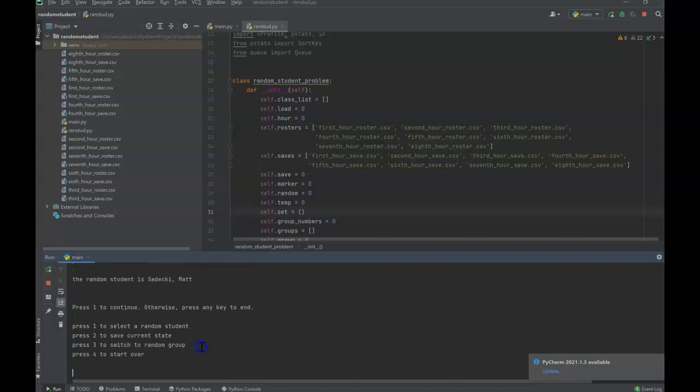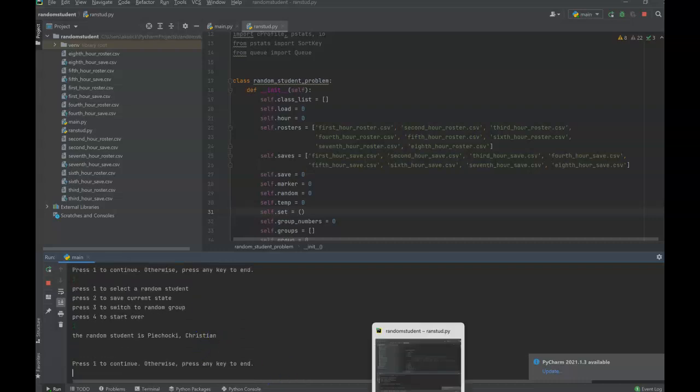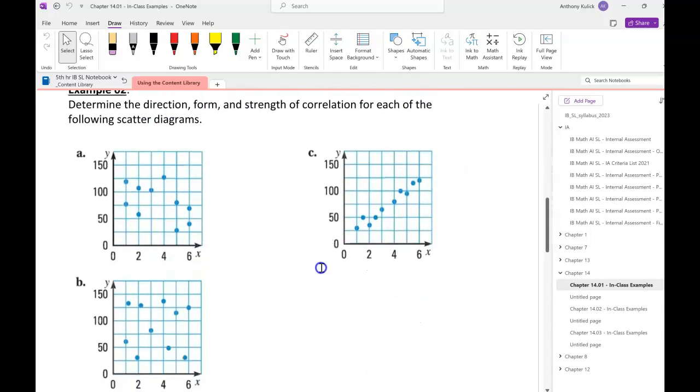All right, I think we got one more question here. Christian, you're going to be up. Let me scroll down here. All right, so determine the direction, form, and strength of correlation for each of the following scatter diagrams. Just do A here, Christian.